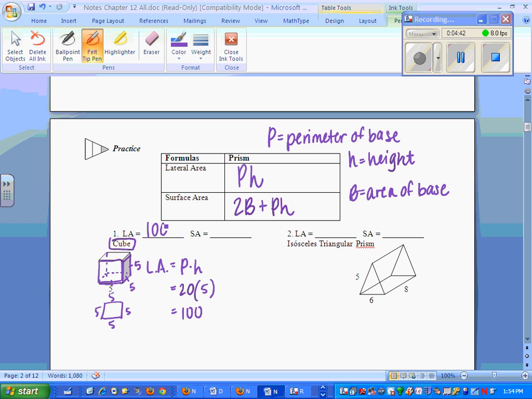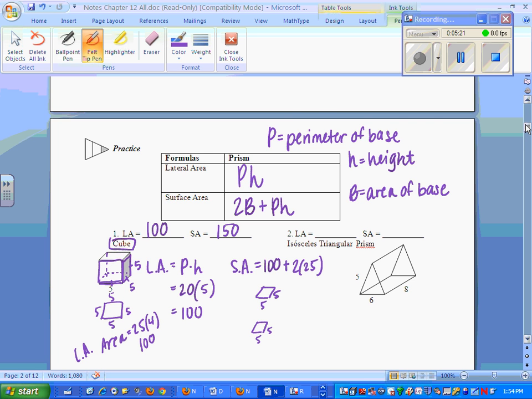Another way to do that is to find the area of this side. The area is 25, and there are 4 of those, so we multiply by 4, which is also 100. And that's the lateral area. For the surface area, we are going to add the area of the bases. So it's going to be 100, which is the side area, plus the area of the two bases. The top is a 5 by 5 square, same with the bottom. So 2 times 25, which gives 150.